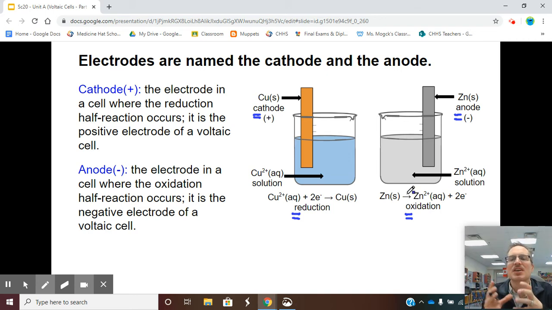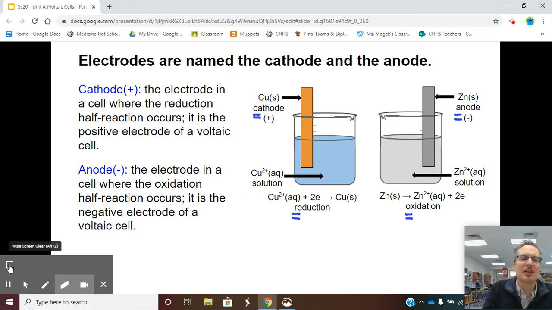Anode always occurs at oxidation. Cheesy rule number 2, vowel, vowel. Cathode always occurs at reduction. Cheesy rule number 2, consonant, consonant. So that's how I'm always going to know. Vowel, vowel, consonant, consonant. They pair up together.